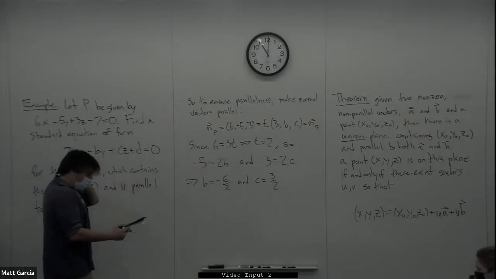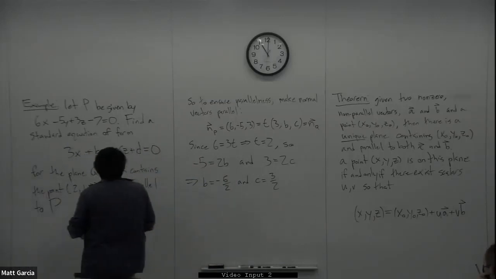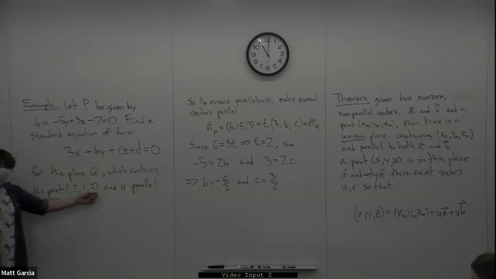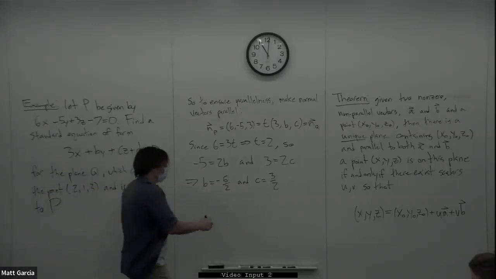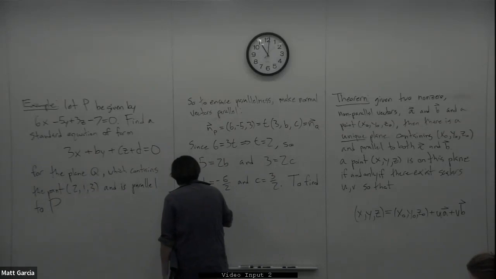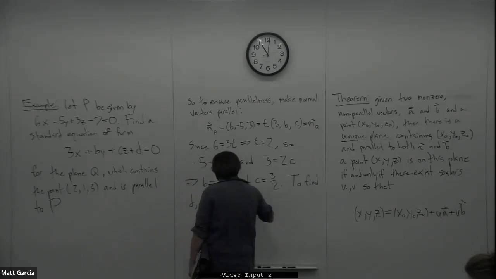So this determines B and C. What we have yet to do is determine D. How can we determine D? Exactly. Great. And luckily, we were asked to ensure that this point lies on the plane. So we should just plug that in to determine what D is. Good. Find D. Plug in 2, 1, 3.